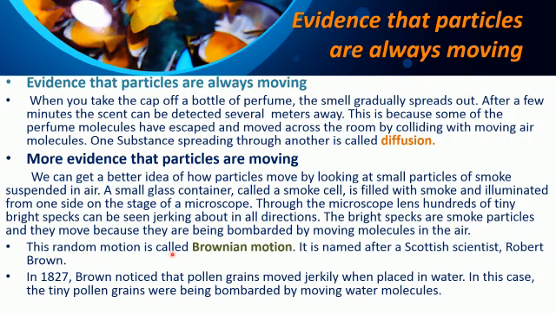This random motion is known as Brownian motion, and it is named after a Scottish scientist, Robert Brown. In 1827, Brown noticed that pollen grains moved jerkily when placed in water. In this case, the tiny pollen grains were being bombarded by moving water molecules.